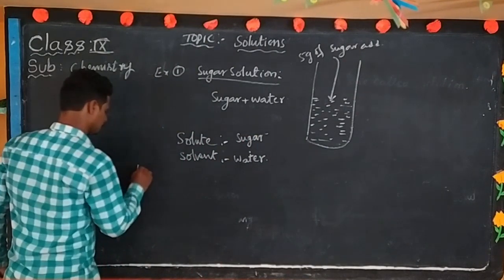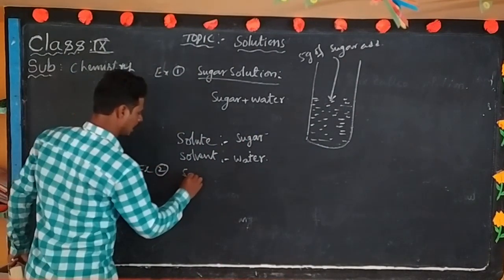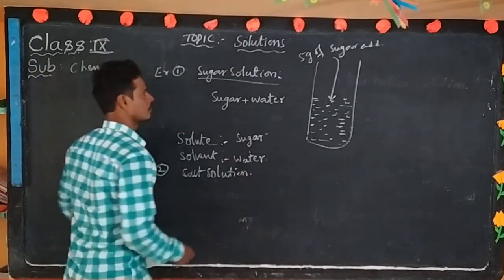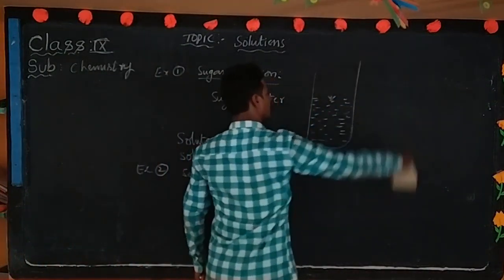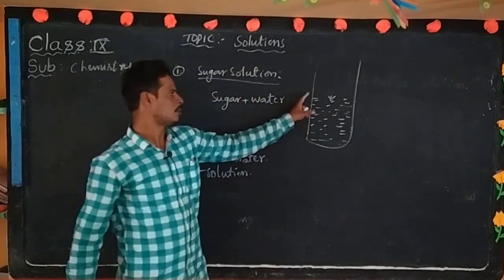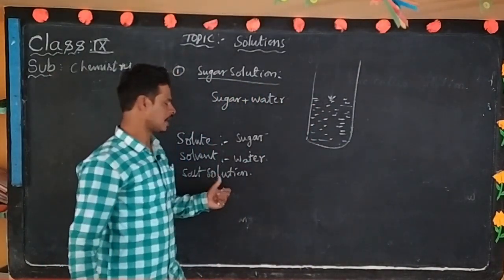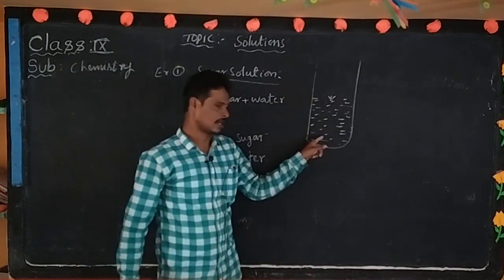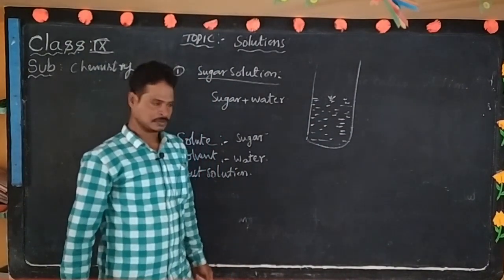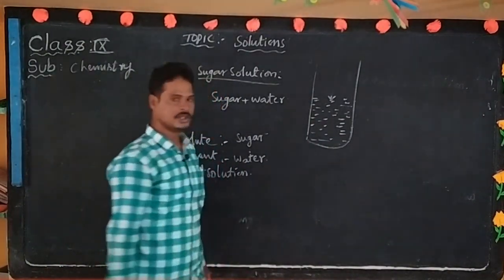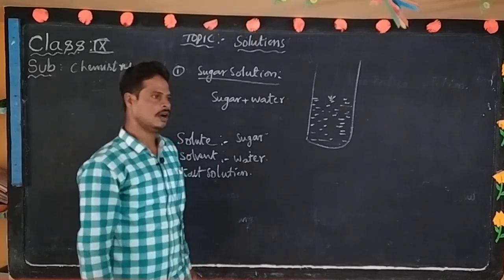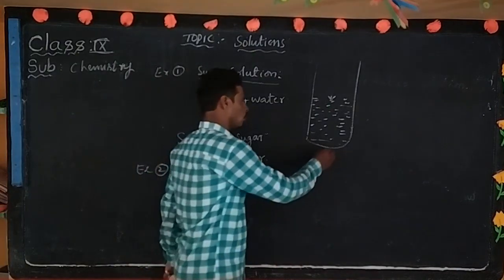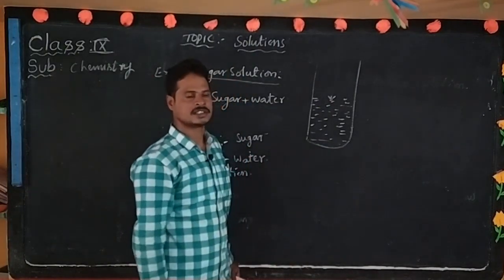Next, example 2, salt solution. Now take a small beaker and add some amount of water, then add a few grams of salt in water. So the salt completely dissolves in water to form a salt solution. In the salt solution, which is the solute, which is the solvent? How can you identify? We know the solute and solvent definitions. Here what is the more amount, what is the lesser amount?